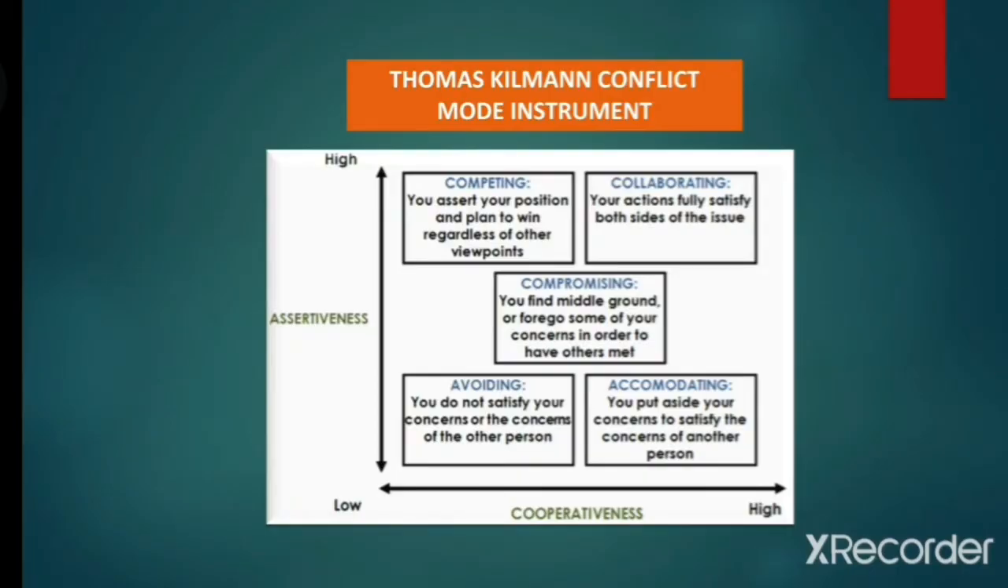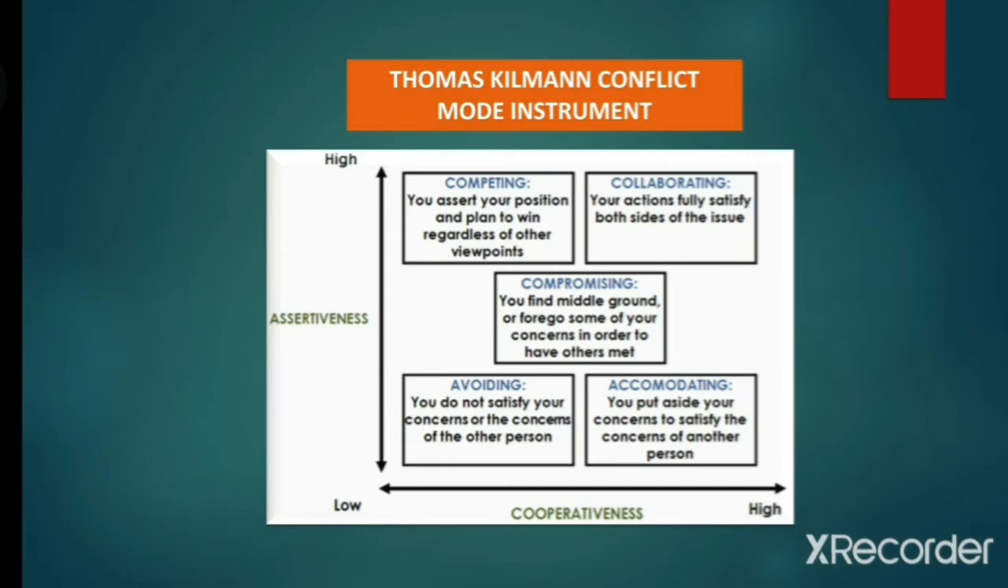Next is compromising. You find middle ground or forgo some of your concerns in order to have others met. A compromising conflict management style tries to find a way to partially satisfy people or both sides of the argument. Adjustments are made on both ends to resolve the conflict at hand. When to use it? When reaching a solution is more important than the solution itself, when you need a temporary solution, when you are at a standstill.